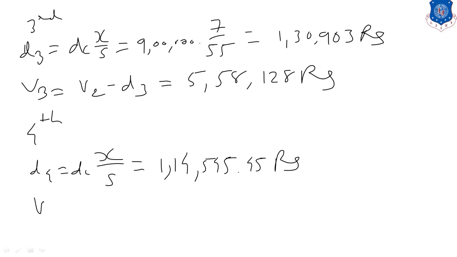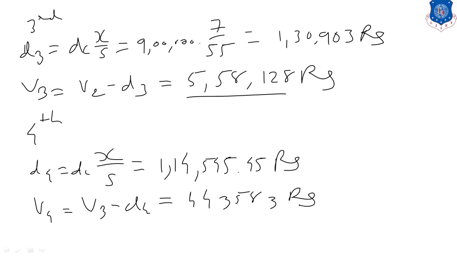Now let's calculate the book value for the fourth year, which can be given by V4 is equal to V3 minus D4. So what is V3? V3 is the book value for the third year, that is 5,58,128, minus D4, which is 1,14,545. So by calculating this term, we will get 4,43,583 rupees for the fourth year. So this is the value of that particular equipment at the end of the fourth year.